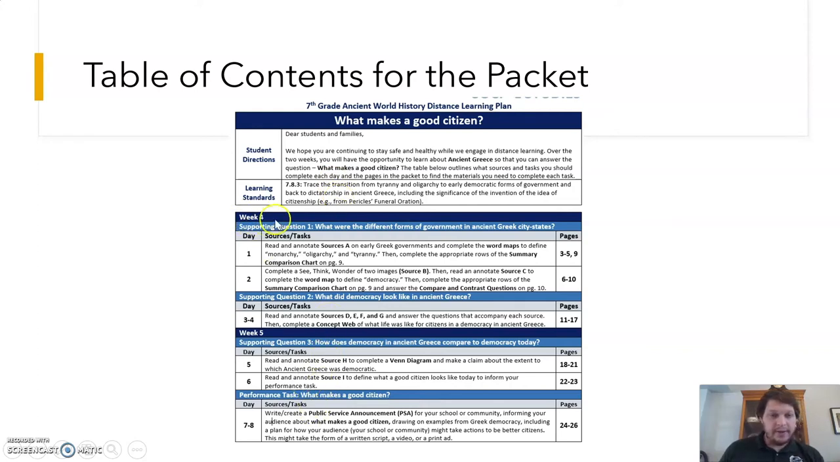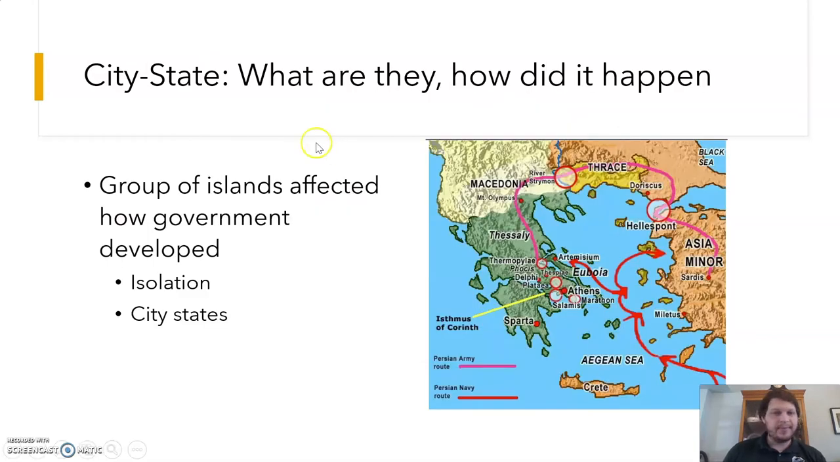You can see week 4 is split up into 2 supporting questions. Week 5 is split up into 2 supporting questions. And I'm going to go into much more detail about that later in the video, so I'm not going to waste our time. Before we really get started, this is really important, and my students need to know this right away. So I'm going to tell you right away.